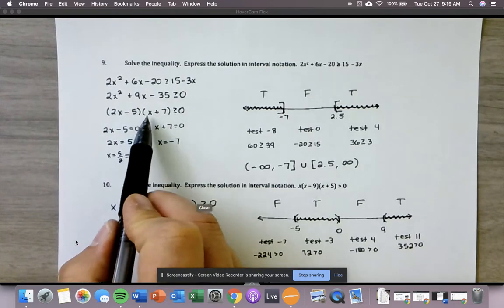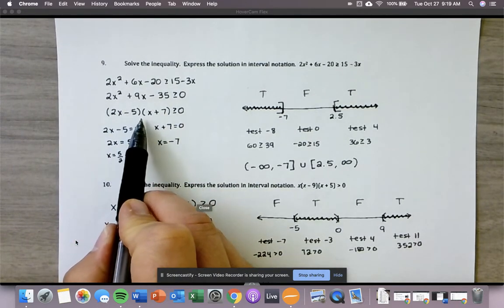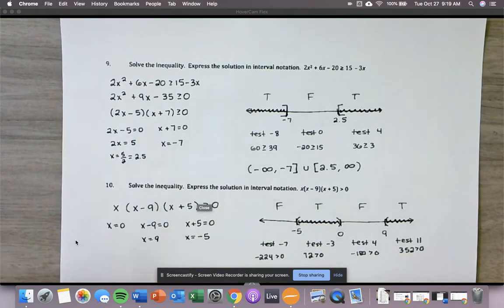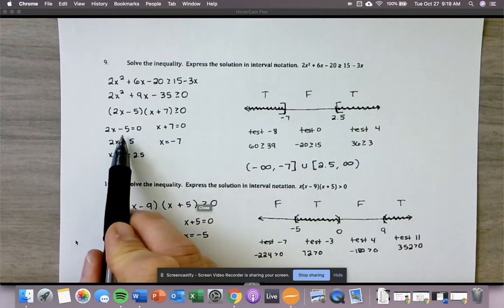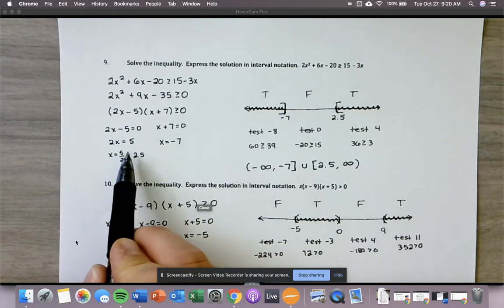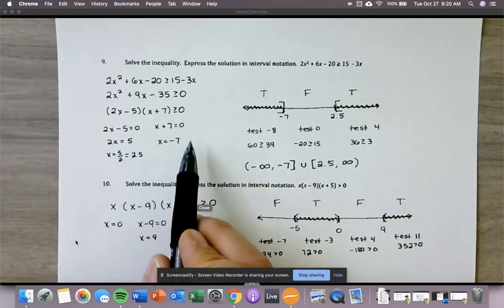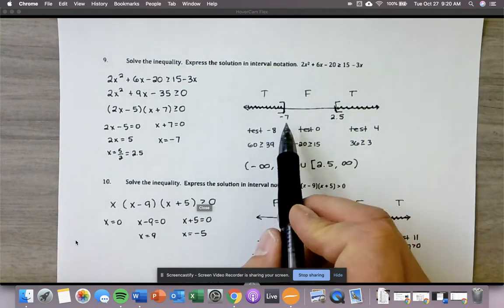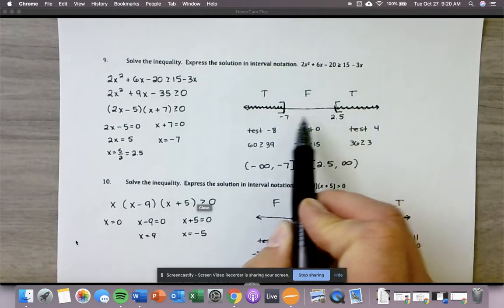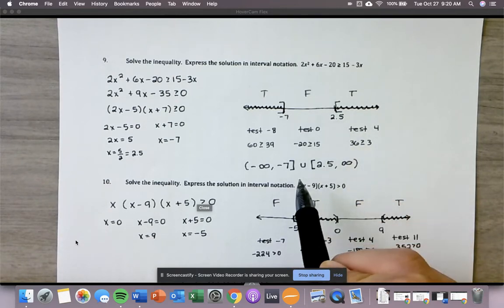Right? Then we have to factor this. Right? So factoring it gives us 2x minus 5 times x plus 7. We set the factors equal to 0. Right, and then we solve, right? For this first one here, we get x is equal to 2.5. For the second one here, we get x is equal to negative 7. Right, then we draw those on a number line. So notice we have the number line here, and we have negative 7 plotted, and we have 2.5 plotted.